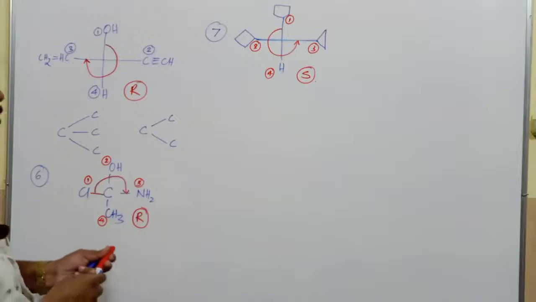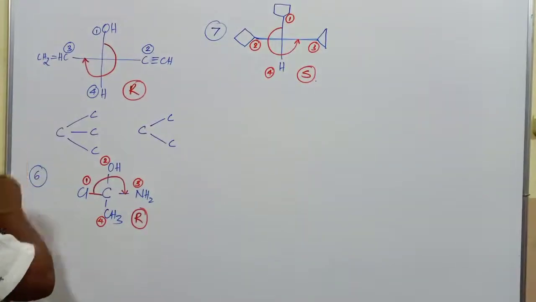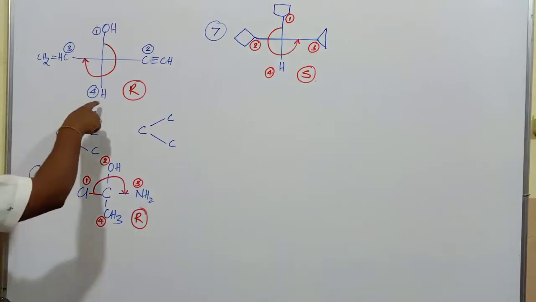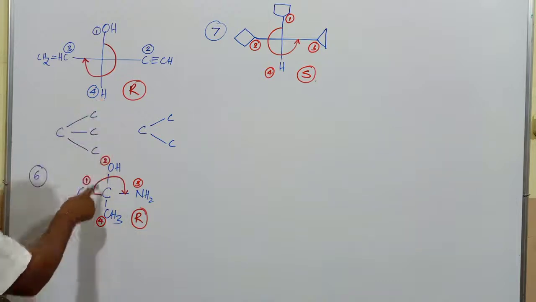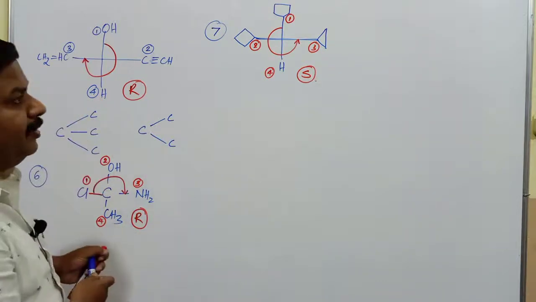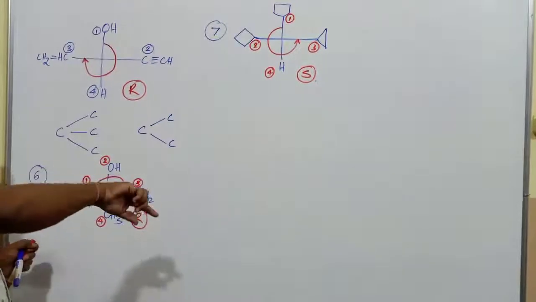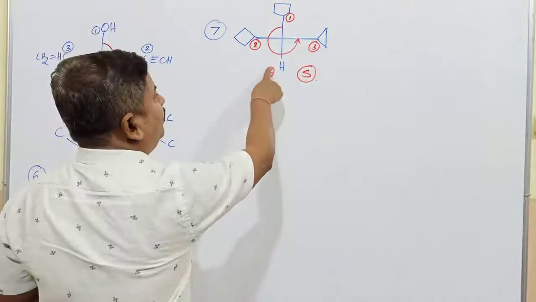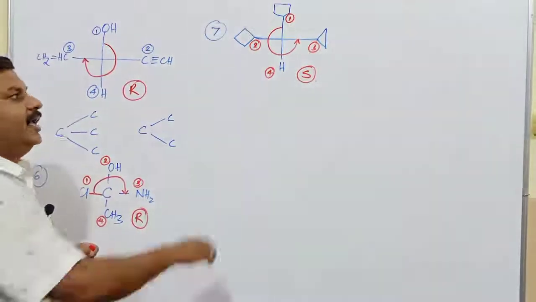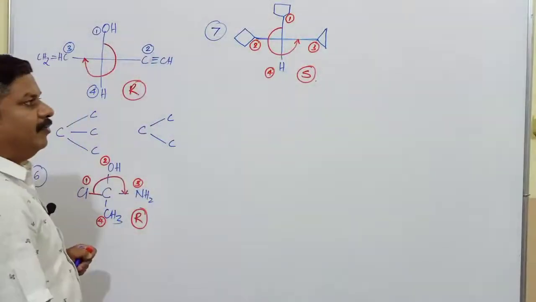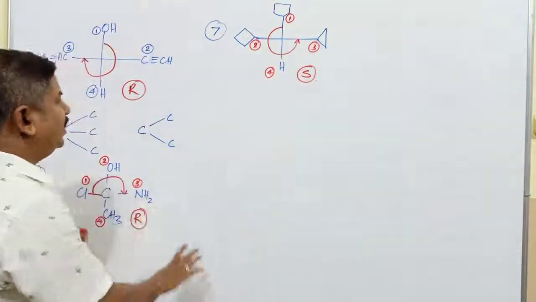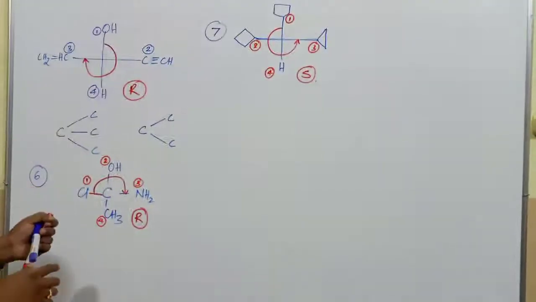Now the very important point is that in all these examples, if you observe carefully, I have taken the lowest priority group at the vertical position, that is, below the plane. Then what will be the nature of the configuration when we take the lowest priority group in horizontal position? If it is present in vertical position, then this is the correct order as we have discussed earlier with some examples.